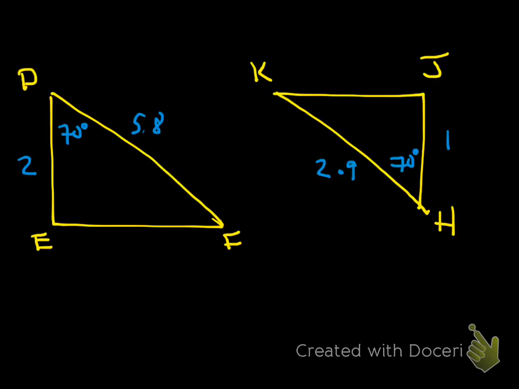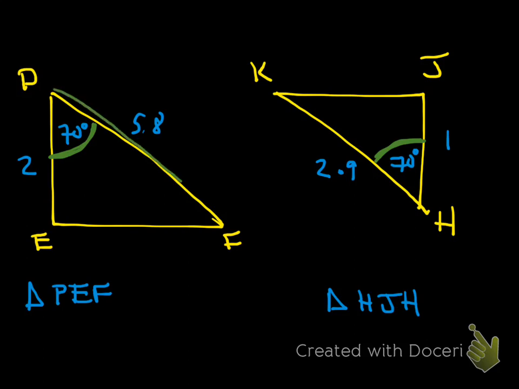All right, so here we have triangle PEF, and here we have triangle HJK. All right, so let's notice a couple things. First of all, they both have an angle of 70, okay, that is congruent. And then we've got 2 side lengths. So let's talk about which ones correspond with which. These 2 right here are both our hypotenuse. So we're going to compare those.